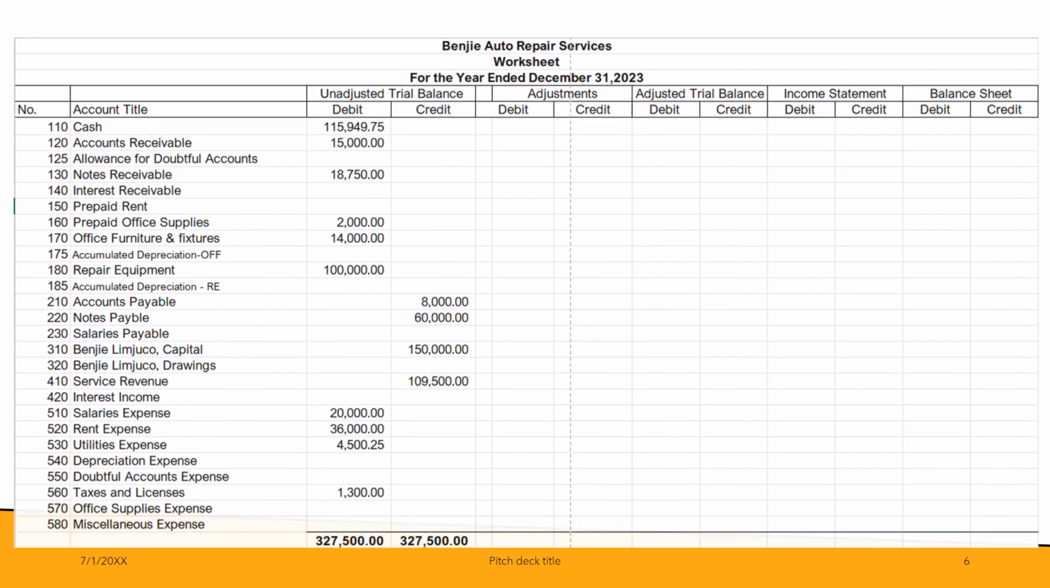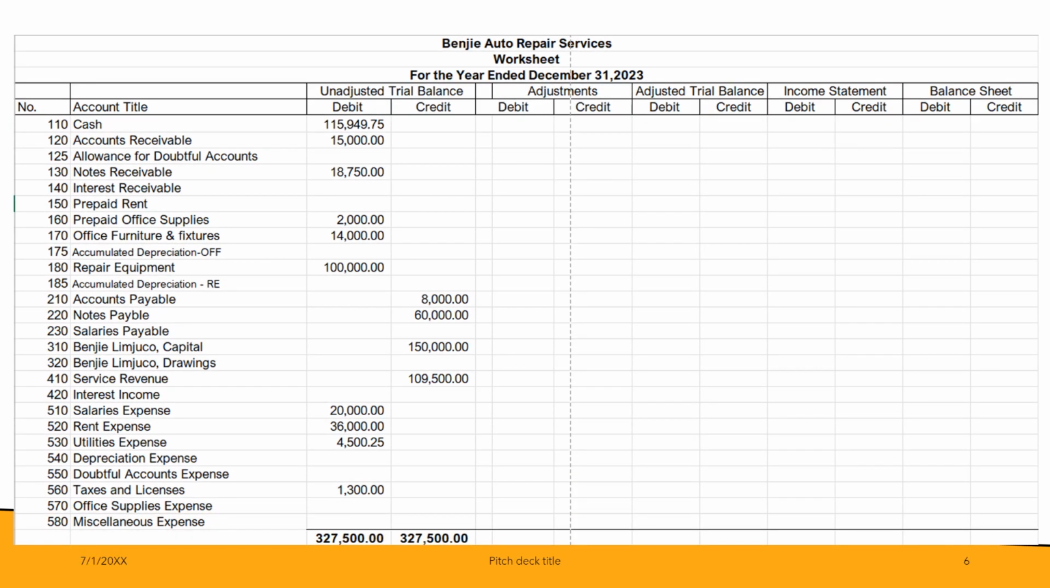And if we will post this adjusting entry to our worksheet, then we'll have this. This is the worksheet before adjustments. Since we already computed the total depreciation expense, we will write under the adjustments column, debit column, depreciation expense, how much? That is 11,350. And then the credit entries, we have accumulated depreciation, repair equipment, 9,600, and then another credit to accumulated depreciation, office furniture and fixtures, 1,750.